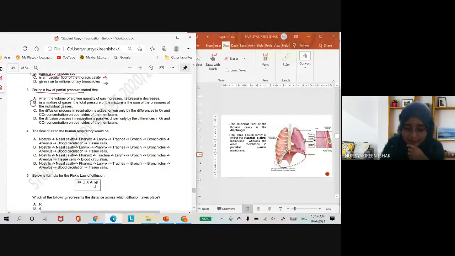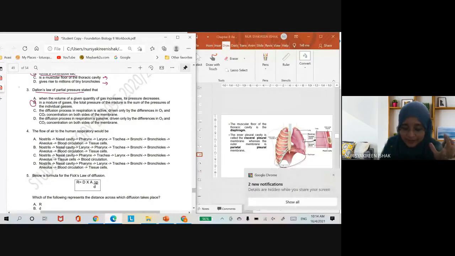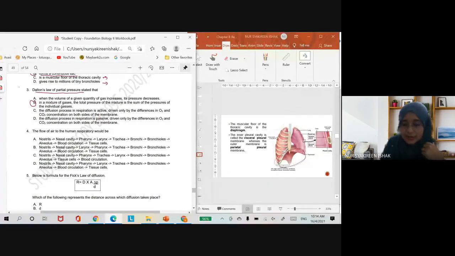Okay, so in the mixture of gases, for example in the atmosphere, the total pressure of the gas mixture is the sum of the pressure of the individual gases. So in the atmosphere, you have the nitrogen, oxygen, inert gases, argon, and also carbon dioxide. So all these gases are found in the atmosphere, and each one will exert its own partial pressure. Okay, so number 4.